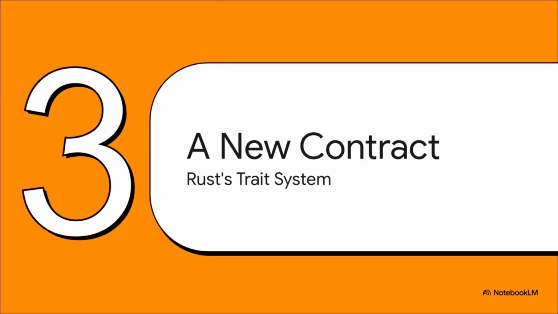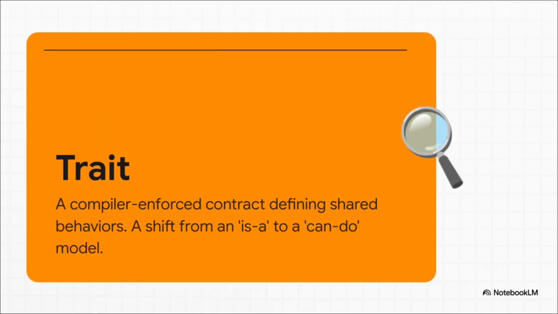So Rust's answer to all this? It's the trait system. And please don't think of traits as just a fancy word for interfaces. They're not. It's a totally different way of thinking about abstraction, and it's all built on this idea of a formal contract that the compiler enforces. In classic object-oriented programming, you'd say a circle is a shape. Rust flips that. It thinks more in terms of what something can do.